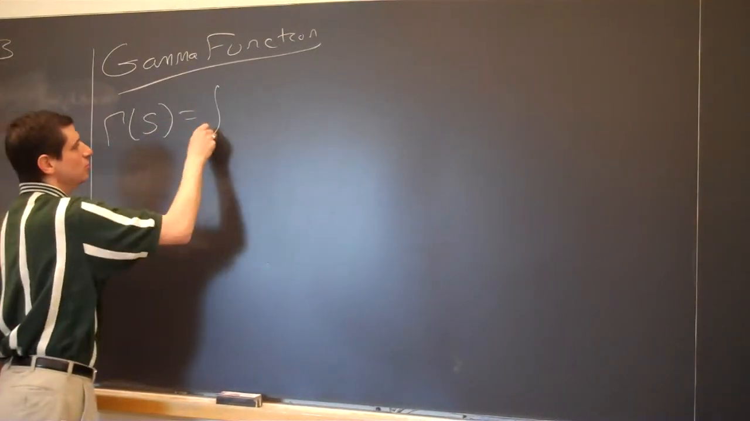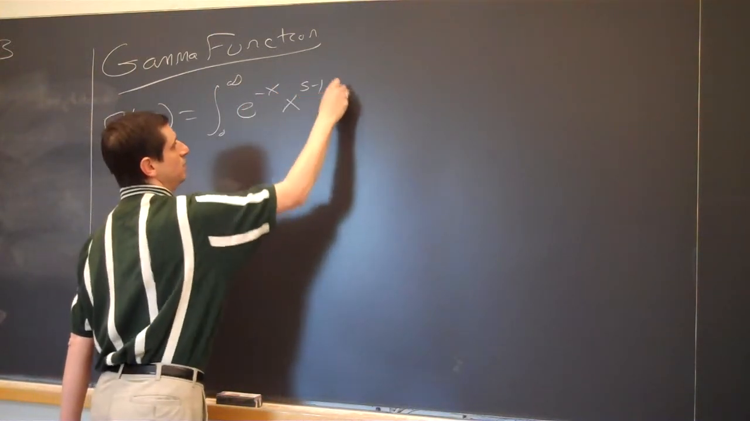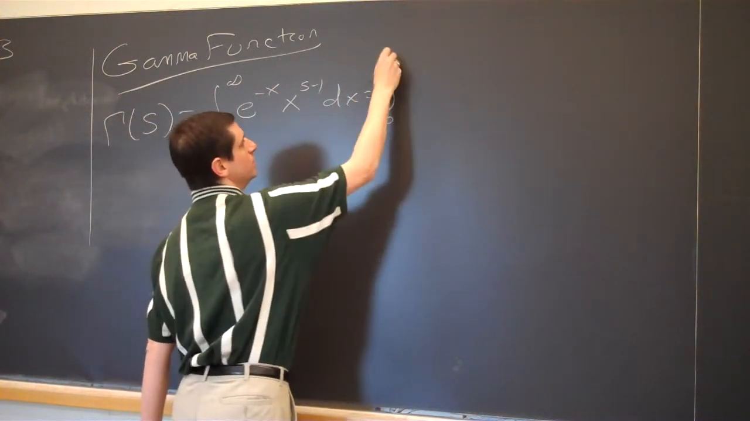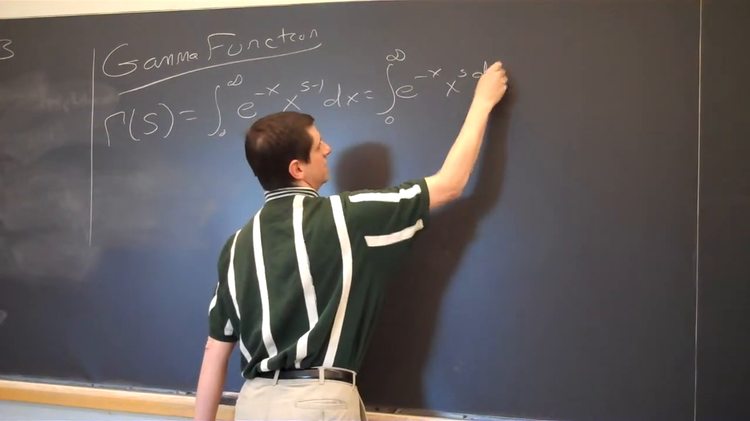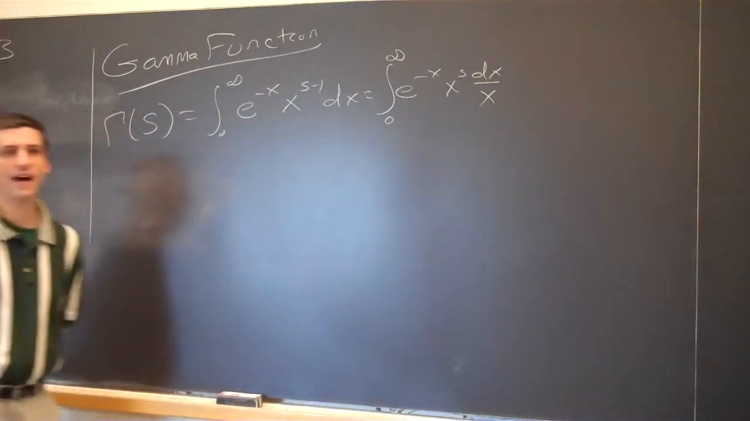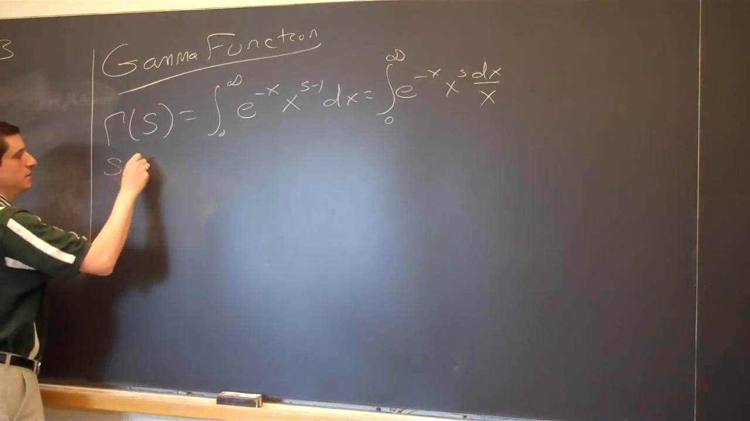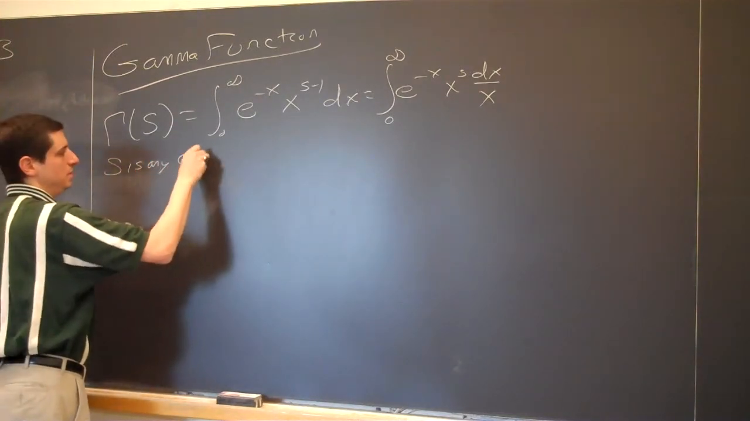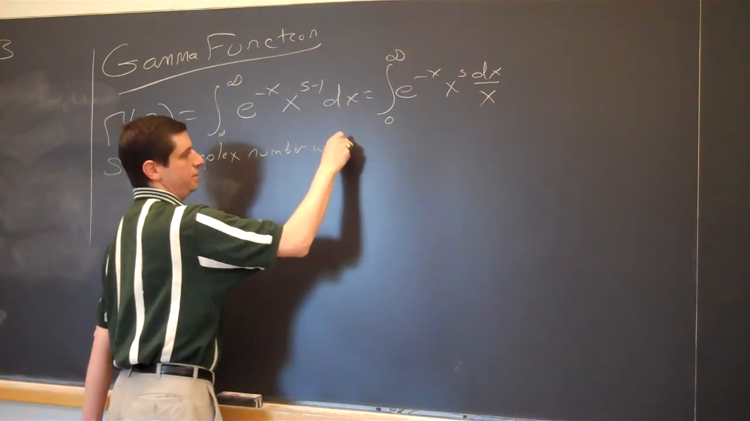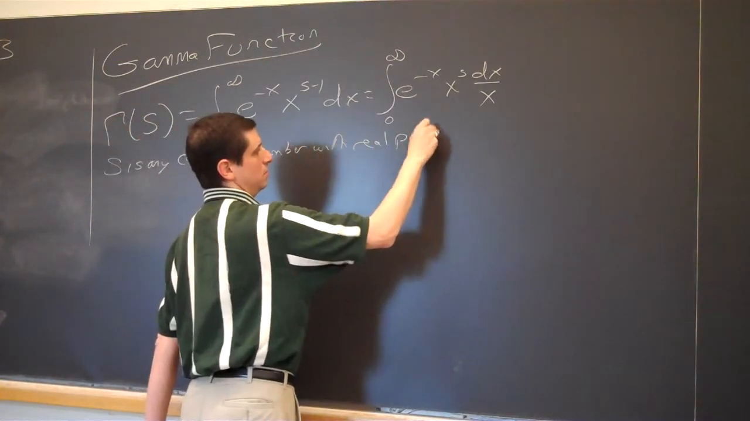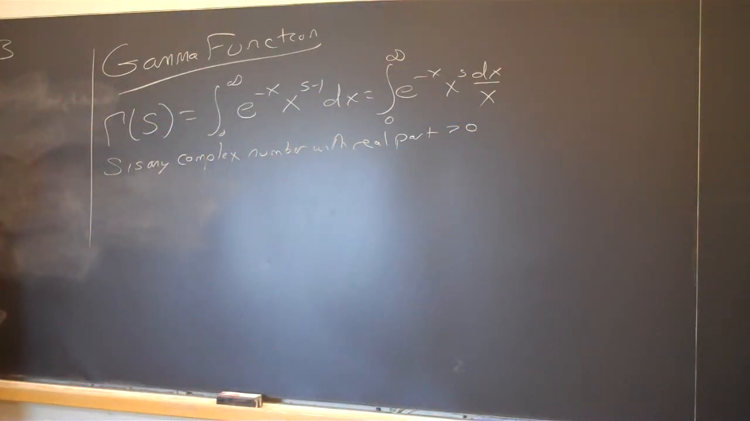So gamma of s is the integral from 0 to infinity of e to the negative x, x to the s minus 1, dx, or the integral from 0 to infinity of e to the negative x, x to the s, dx over x. Both are fine ways of writing this function down. And here, s is any complex number with real part greater than 0. For us, we're only going to let s be a real number, but you can do this a little bit more generally.